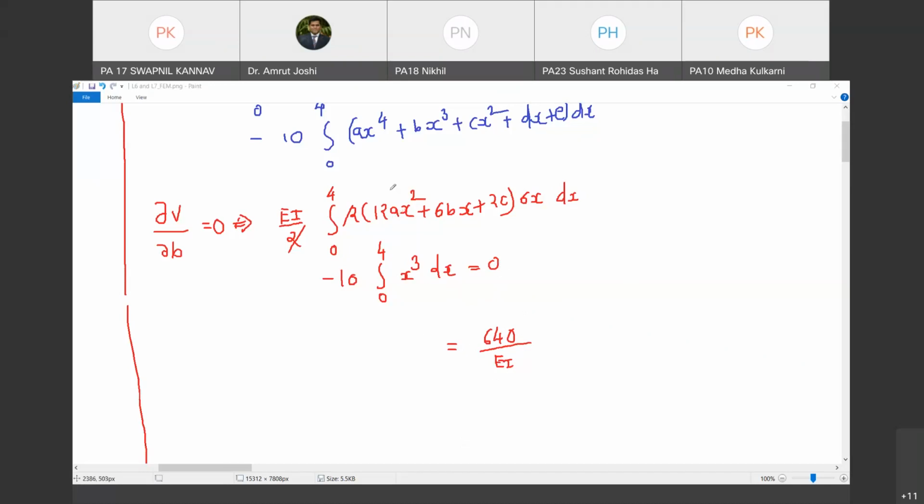Now let us look at the first term. So what is the integration of 12ax square into 6x? So 12 into 6 is 72. X into x square is x cube. So 72x cube. So I have to integrate 72x cube. One minute.